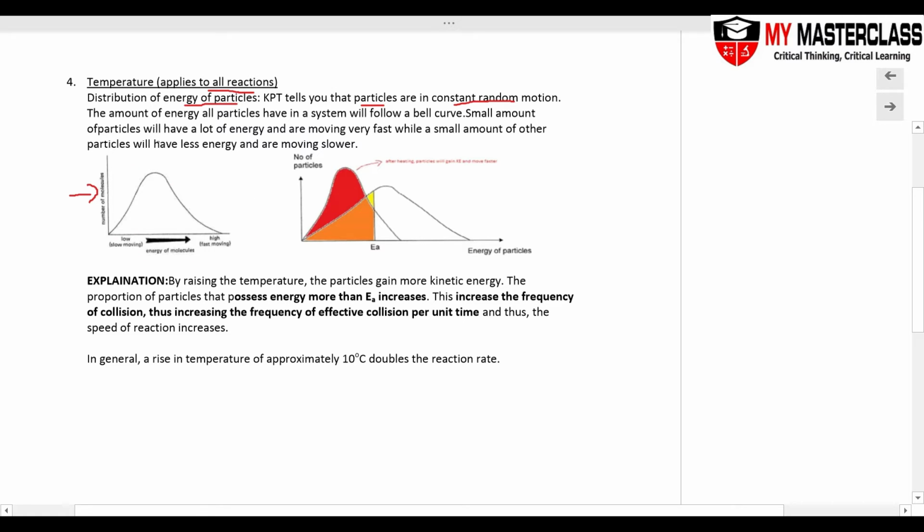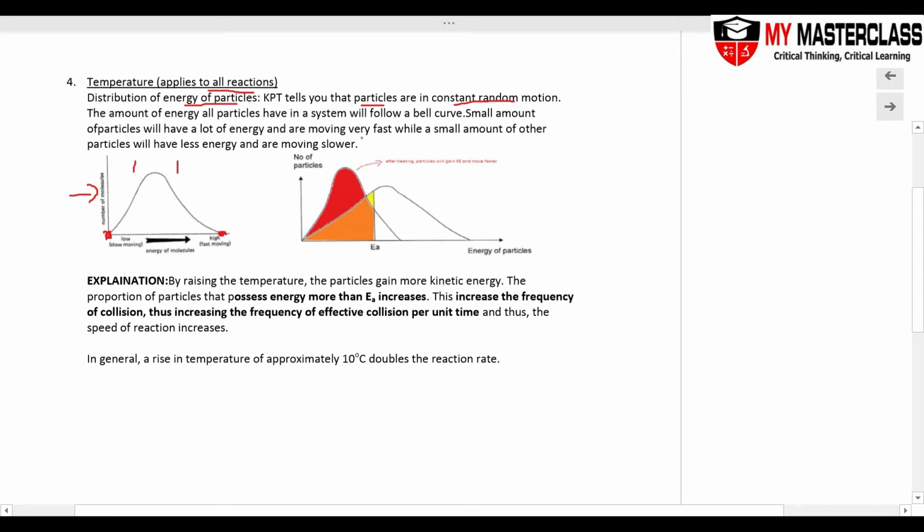For example, if I have 100 students, some students will score 0, some students will score full marks, and the bulk of the students will be around the average, say 40 to 60. This is the bell curve, and all distributions will follow this kind of graph. Relating this to energy, some particles will have very low energy, some will have super high energy, but the bulk of the particles will have energy around this level.